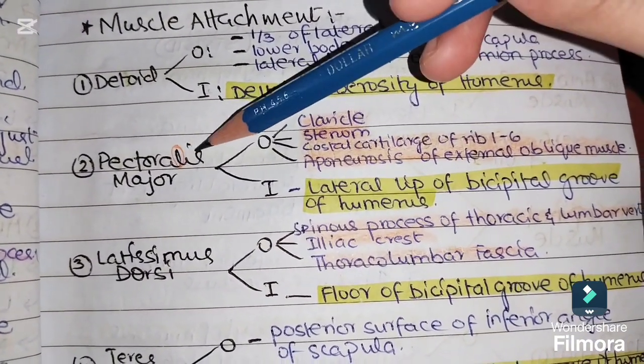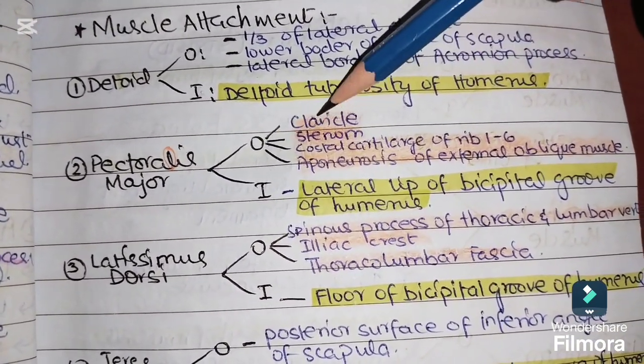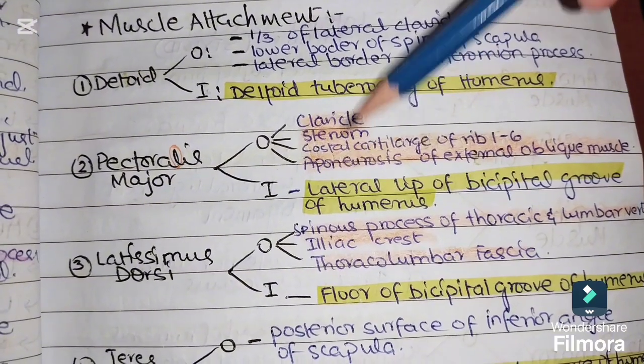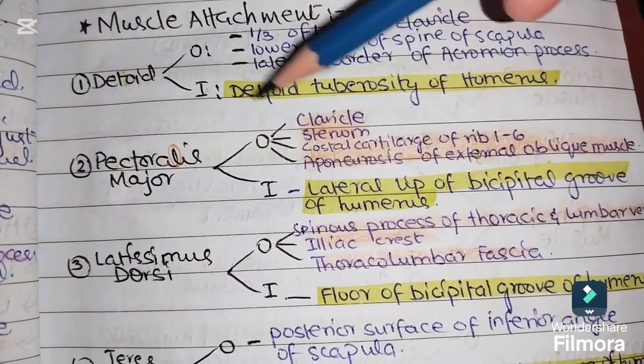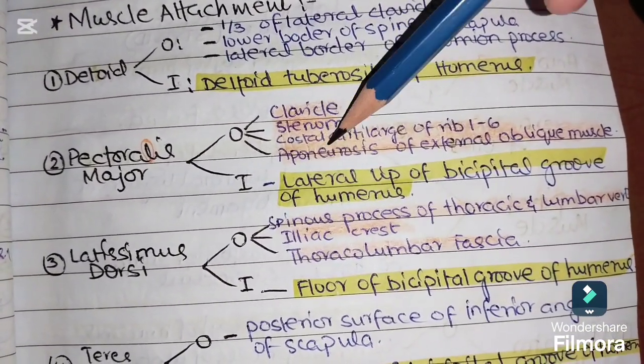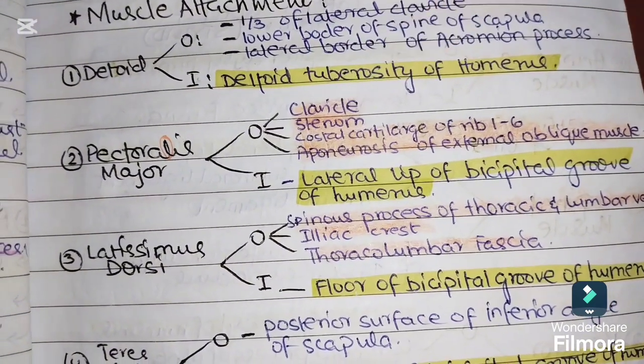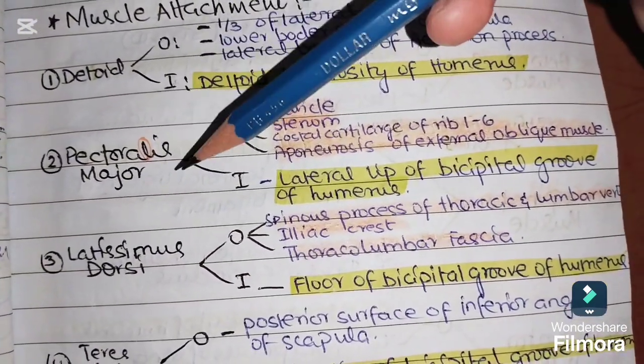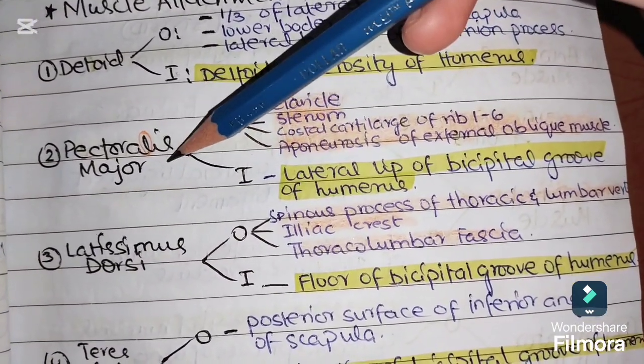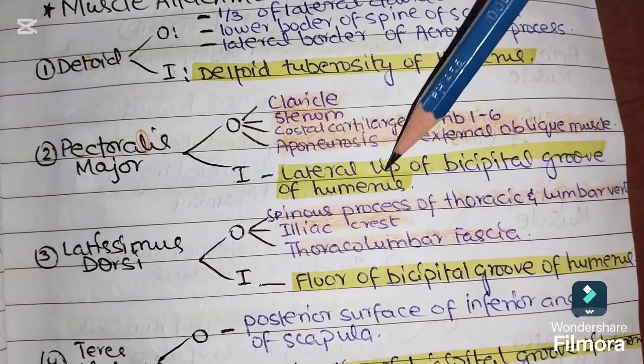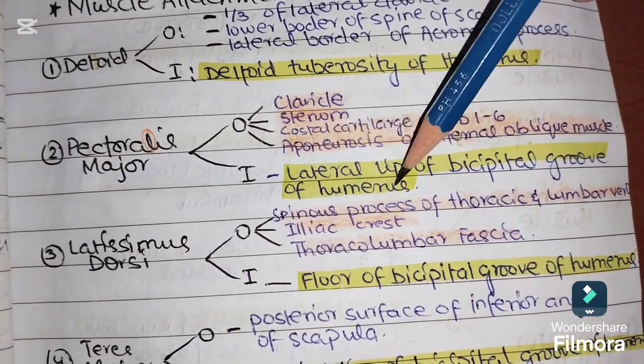Then we have the pectoralis major muscle. Here are the 4 points of origin for this muscle, but they are not quite important for this video since we are talking about the humerus bone only. So again, the pectoralis major inserts in the lateral lip of bicipital groove of humerus.